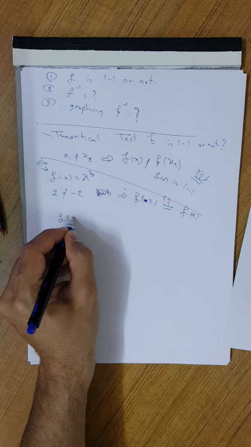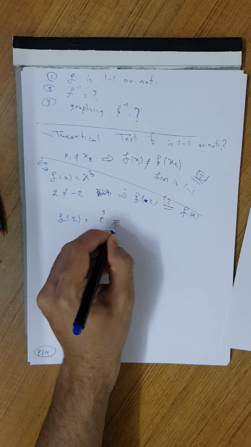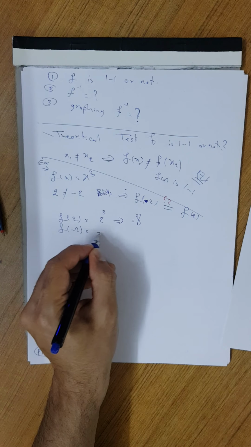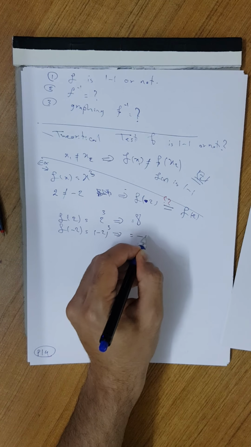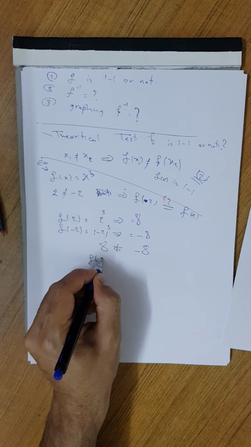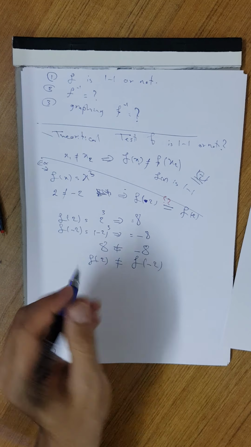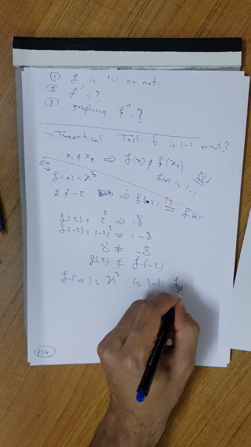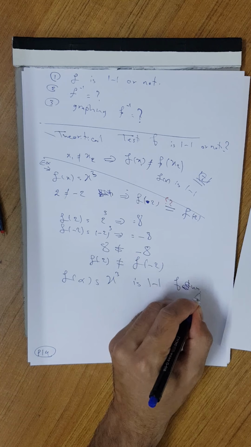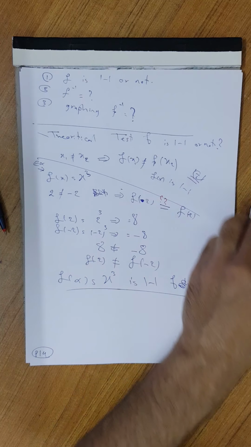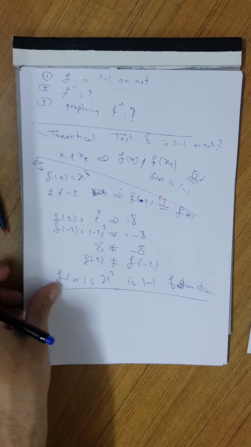Now, f of 2 is equal to 2 cubed, which is equal to 8. And f of minus 2 is equal to minus 2 cubed, which is equal to minus 8. And 8 is not equal to minus 8, which means that f of 2 is not equal to f of minus 2. So f of x equals x cubed is a one-to-one function. It's a positive example. When I say positive, I mean one-to-one.